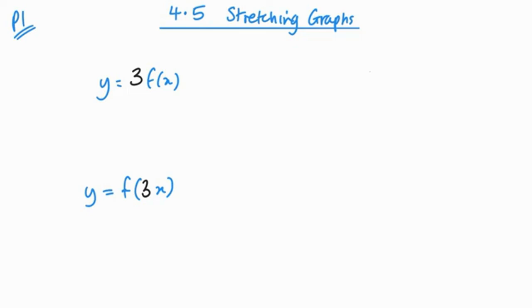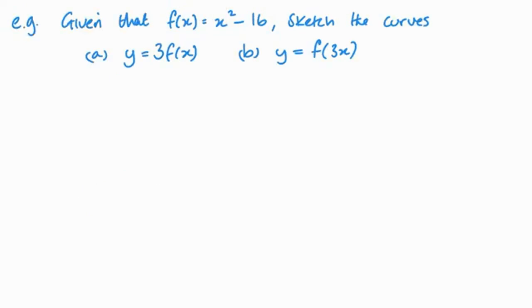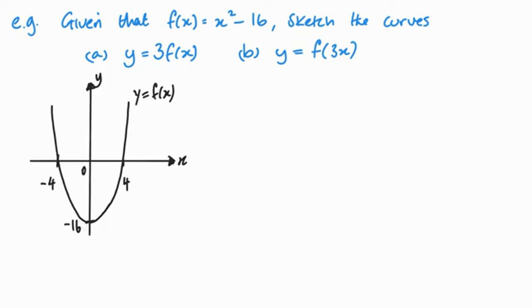Let's jump into some examples. So first, let's remind ourselves what the graph f of x equals x squared minus 16 looks like. And here we have it. Now let's look at the first one, y equals 3 f of x. What that means is it's outside of f of x, so it is affecting my y values, but in the vertical direction, and it's a scale factor 3. So I need to multiply all my y values by 3, but my x values remain untouched.